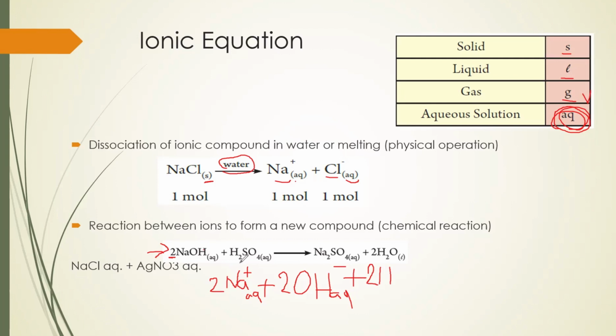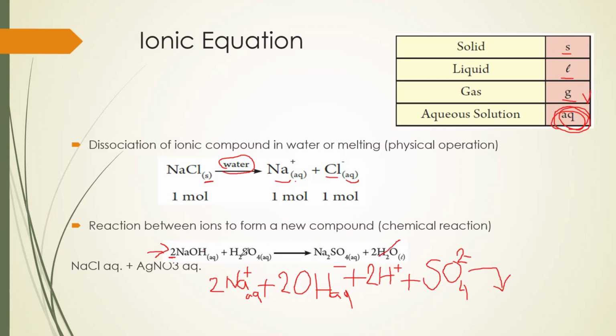H2SO4. H2SO4 is composed of hydrogen ions, protons, and I used 2 because there are 2, plus one SO4, one sulfate ion. And this sulfate ion is -2. And we have to write equals to. Okay, these are the reactants.